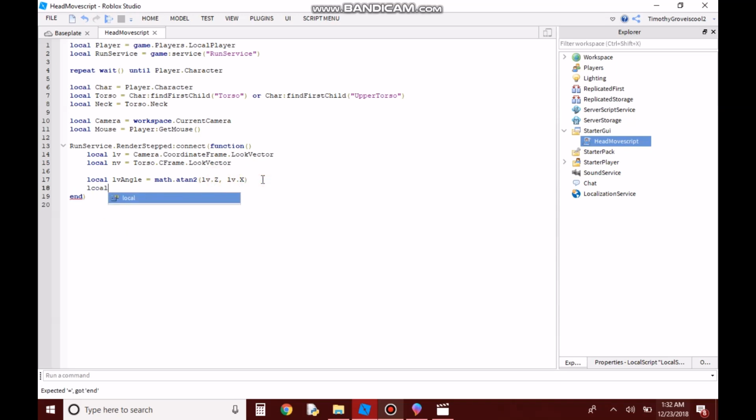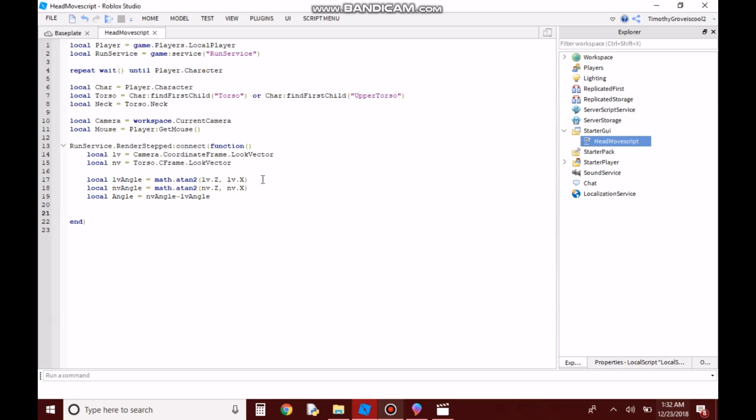So same thing with nv. So local nv angle equals math.atan2 nv.z and nv.x. So to get the angle between them, like we said in the math part of this video, we do nv angle minus lv angle, and that will give us the angle between the two vectors, positive or negative value.